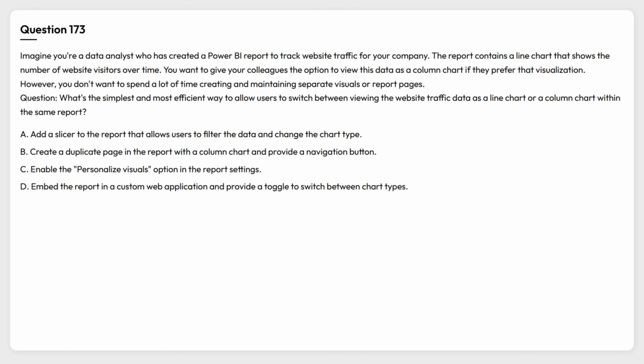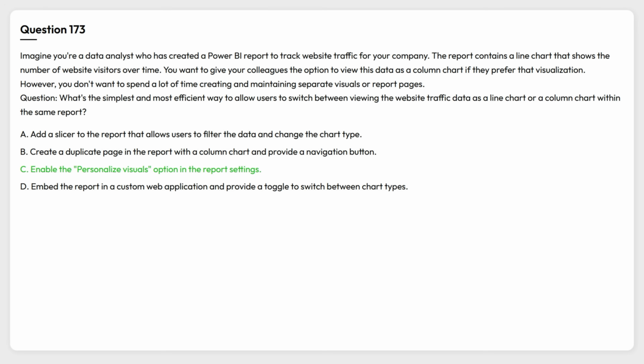Option A. Add a slicer to the report that allows users to filter the data and change the chart type. Option B. Create a duplicate page in the report with a column chart and provide a navigation button. Option C. Enable the personalized visuals option in the report settings. Option D. Embed the report in a custom web application and provide a toggle to switch between chart types.